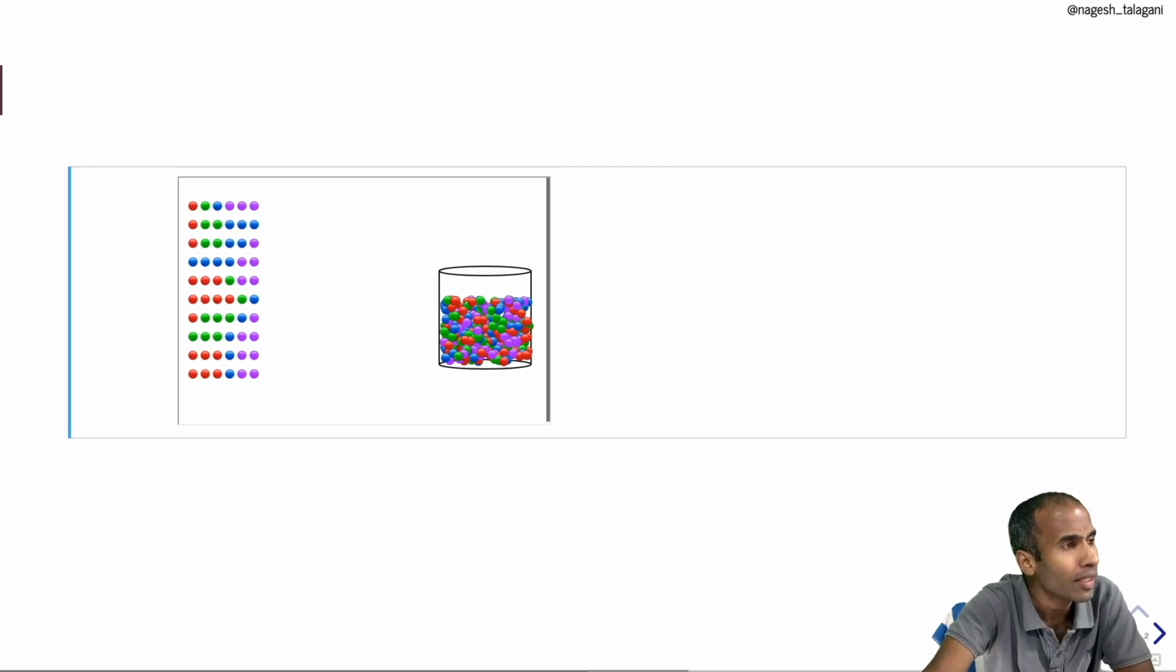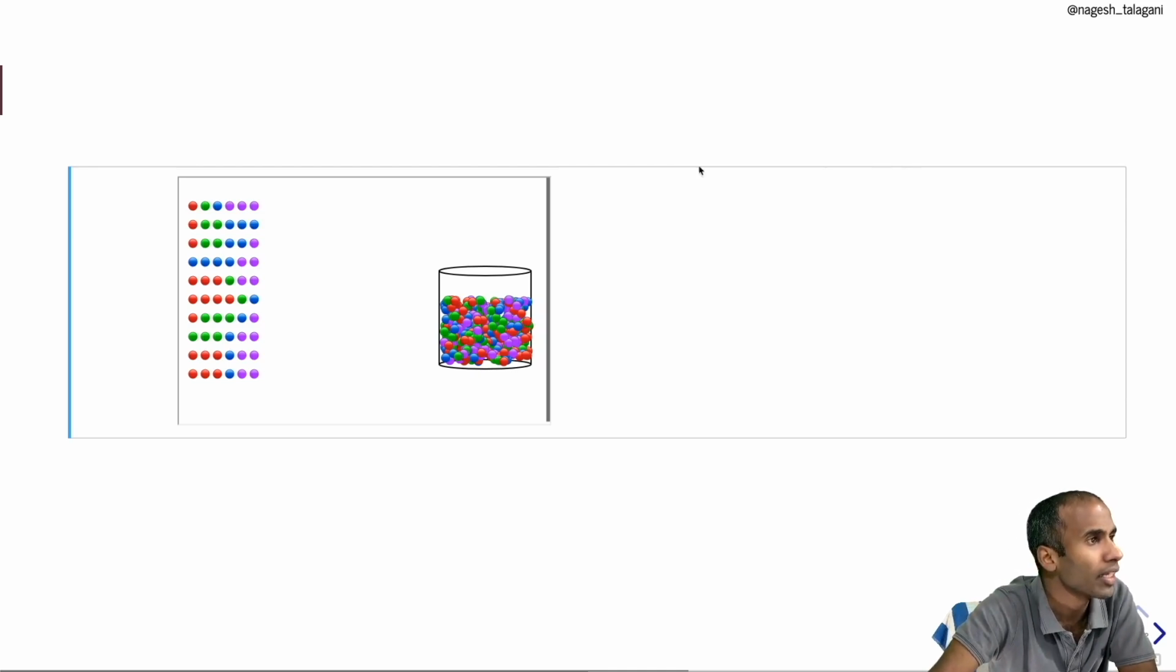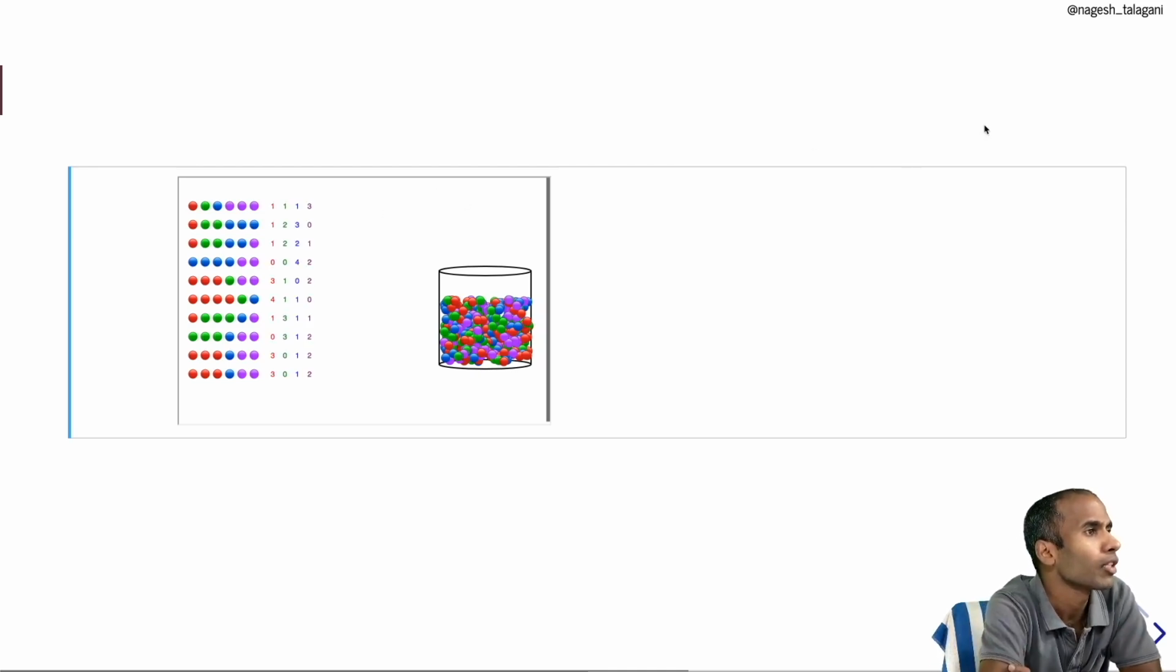Here, as we are interested in only the number of gems in each color, let's write that information here. Okay, in the first sample, we got 1 red, 1 green, 1 blue, 3 purple. So next to the first sample, I wrote 1, 1, 1, 3, which represents 1 red, 1 green, 1 blue, 3 purple. Similarly, next to the second sample, we have 1, 2, 3, 0, which means 1 red, 2 green, 3 blue, 0 purple, and so on.